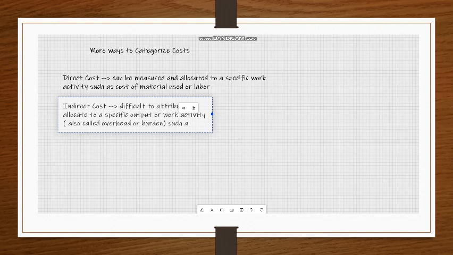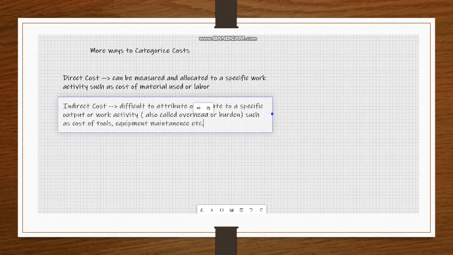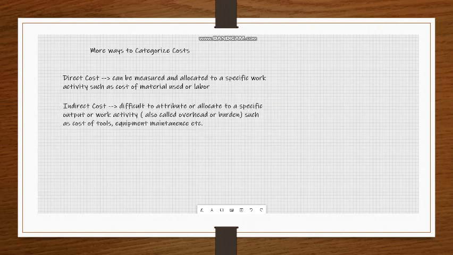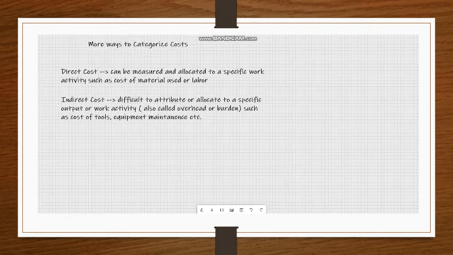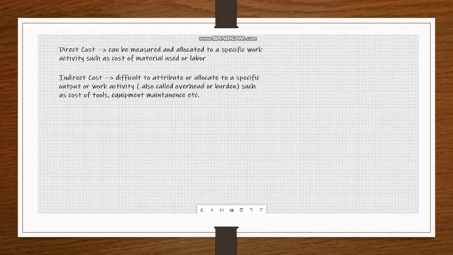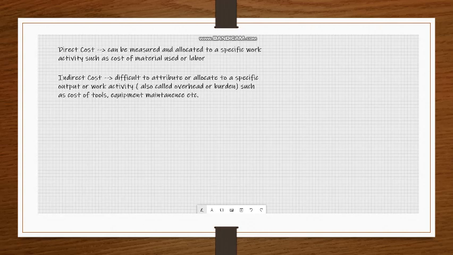Let's give an example, such as cost of tools, because if we lose the tools or they are broken, we need to buy new ones, or equipment maintenance. We don't know the machine is going to break in the middle of the work, so that's why it's indirect cost. We need to take it into account, but it's very hard to predict.